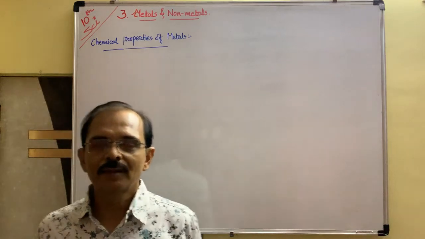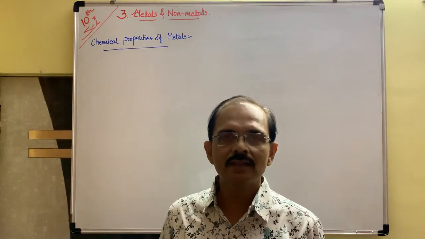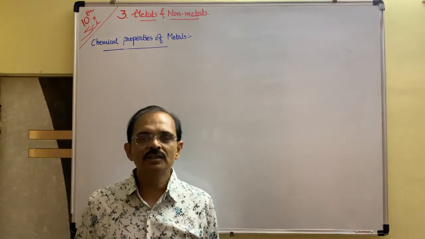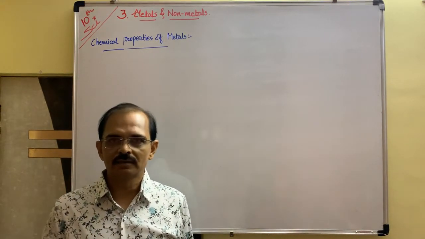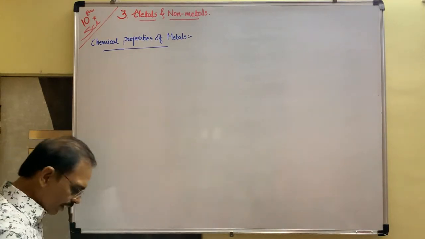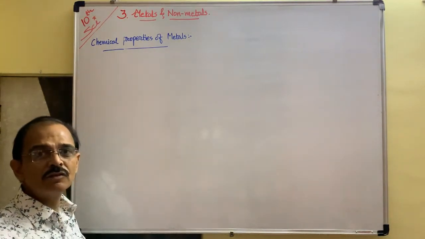Now let us start. Chemical properties of metal in detail. You know that metals, when they react with oxygen, form oxides of that metal. So this is the first chemical property. In your textbook it is given on page number 41.